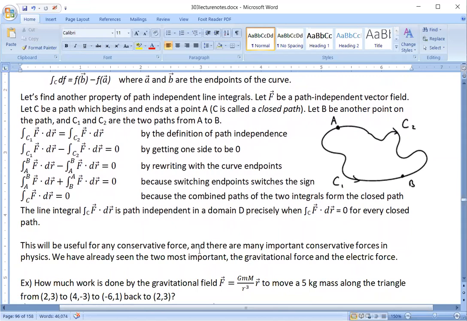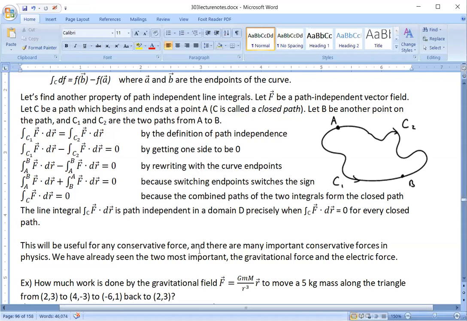So how much work is done by the gravitational field? And the formula for that, as we said, is F equals GMm over r cubed times position vector r, to move a 5 kilogram mass along the triangle from (2, 3) to (4, -3) to (-6, 1) back to (2, 3). So there's the question. So how much work is done?